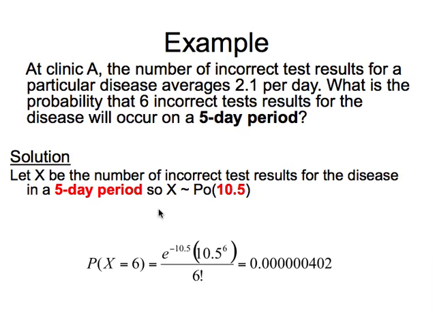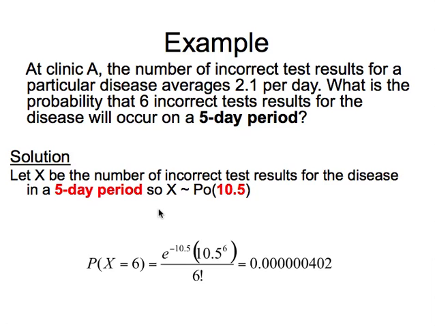Let's look at another example. Same scenario. However, what is the probability that 6 incorrect test results for the disease will occur in a 5-day period? So we're not interested here in just 1 day, but in a 5-day period. We are told that it averages 2.1 per day, so we need to work out what the average would be for 5 days. That would be 2.1 times 5. So our lambda is now 10.5.